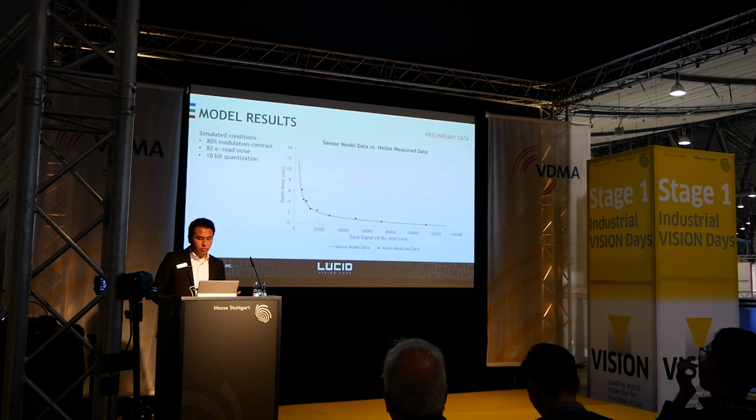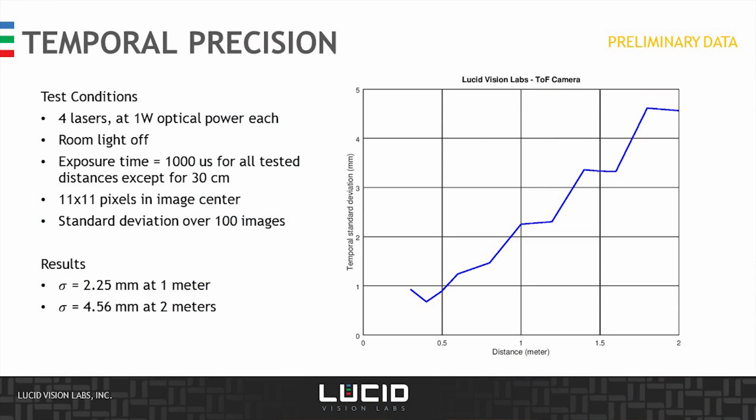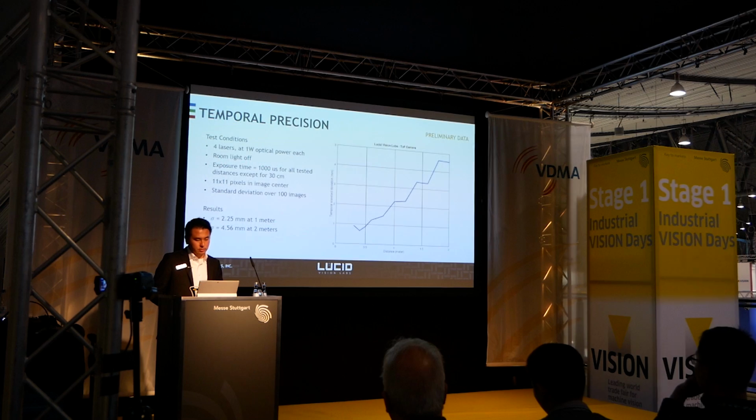So using this data, we've also calculated some more precision data based on the following test conditions. This is in a dark room using 4 lasers and an exposure time of 1,000 microseconds. What we're showing here is that at a distance of 1 meter, we're getting a precision of 2.5 millimeter, meaning when you measure the data, your data is precise to a range of 2.5 millimeter. And at 2 meters, we're getting about 4.56.